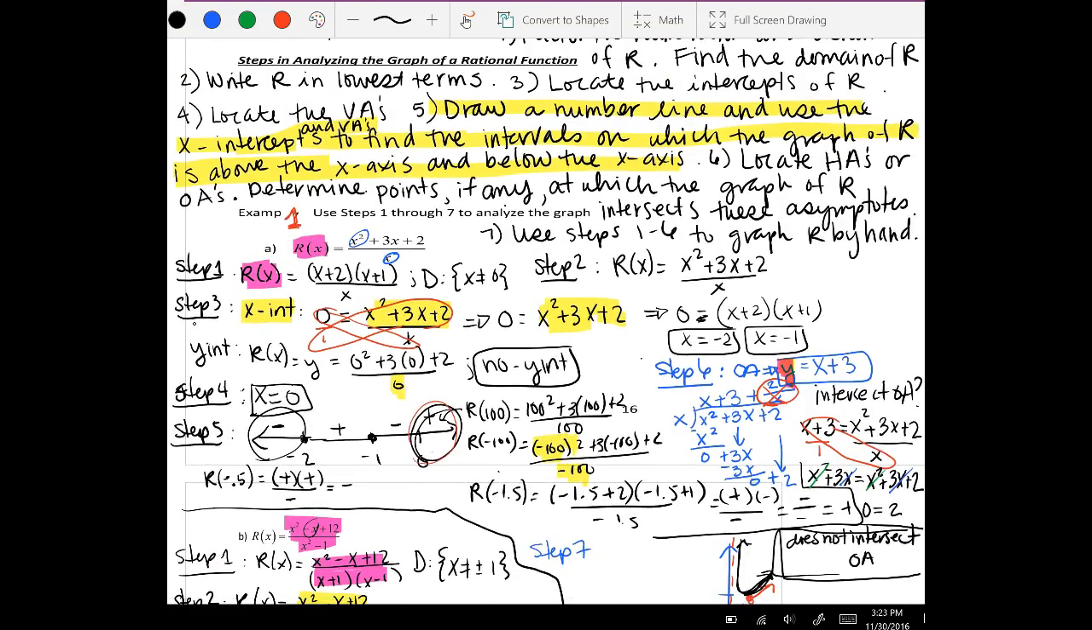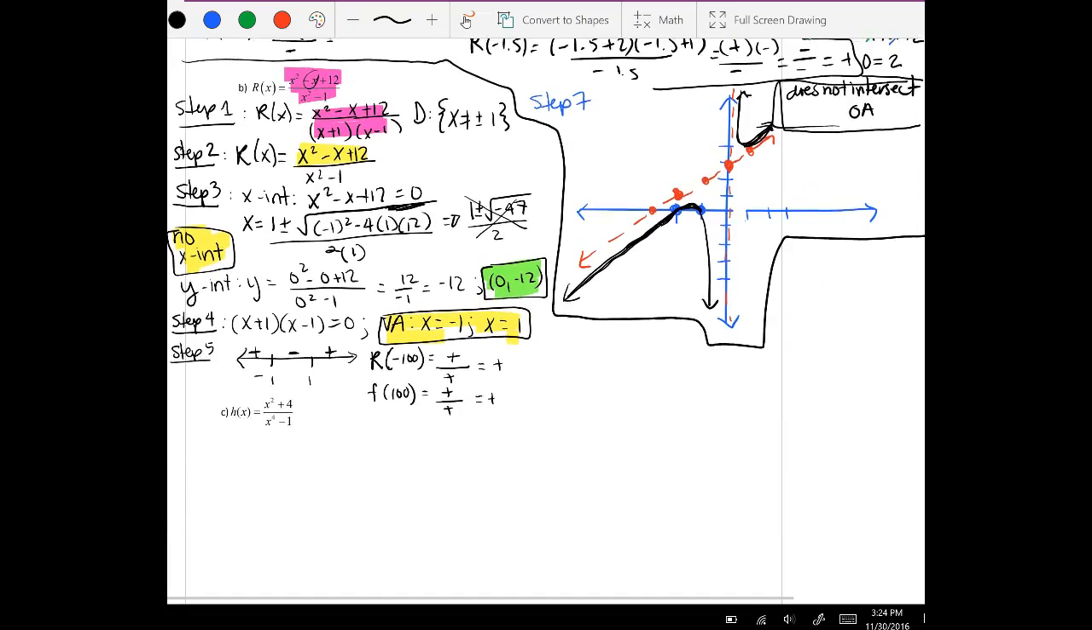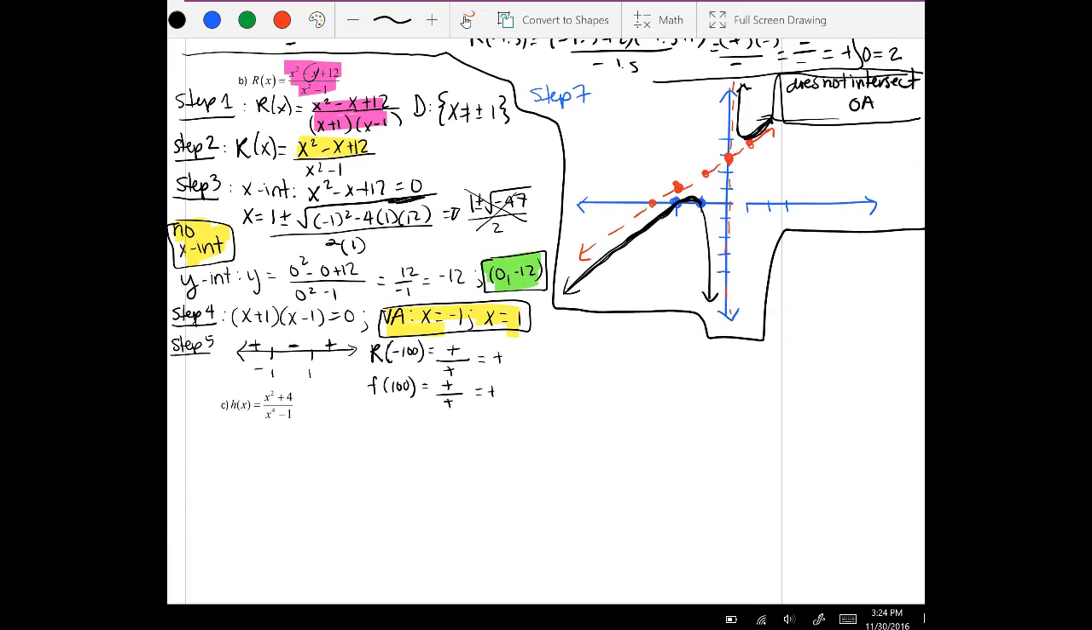Step 6, locate your HA or OAs, and then tell me if it intersects or not. I'm running out of space. Oof. Step 6. Here we go. Well, let's look at the degree really quickly. The degree on the top is 2. The degree on the bottom is 2. So therefore, it's definitely an HA. Okay? And in HA, all you do is you take the end behavior on the top, which is x squared, divided by the end behavior on the bottom, which is x squared. You must reduce, so this is y equals 1. So this is your horizontal asymptote.